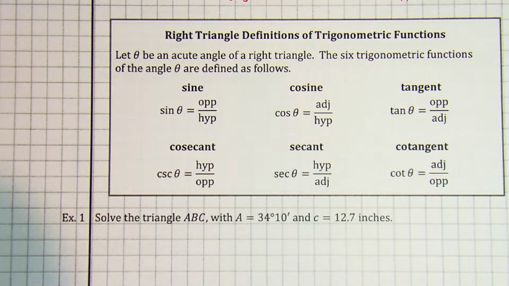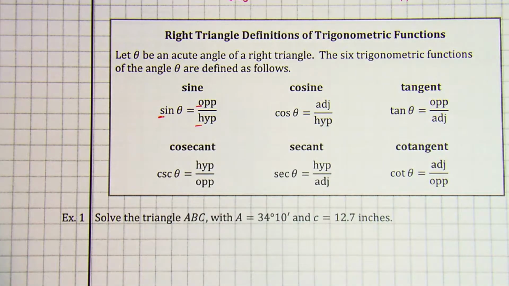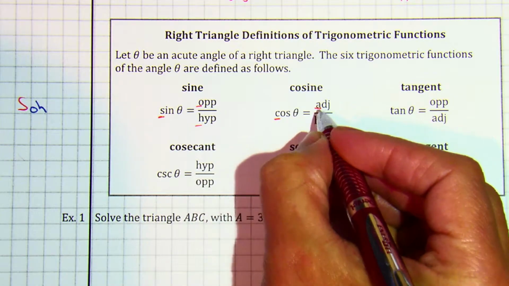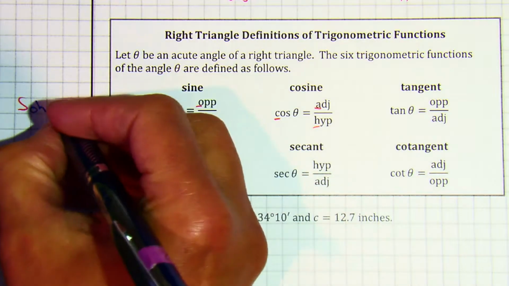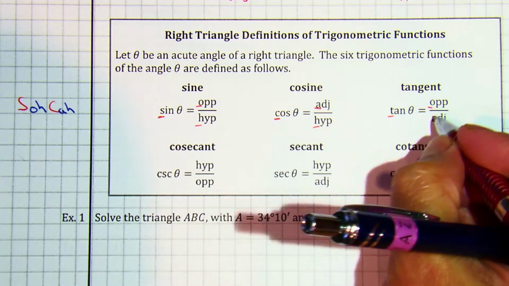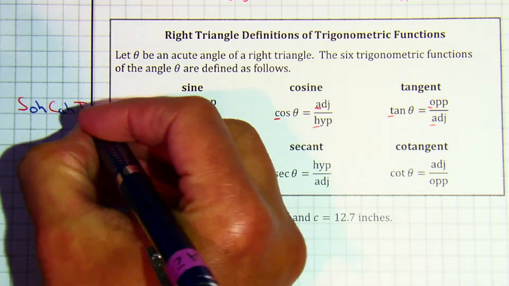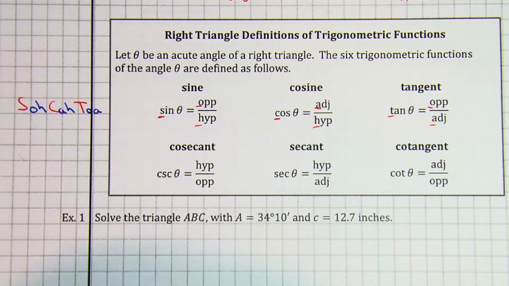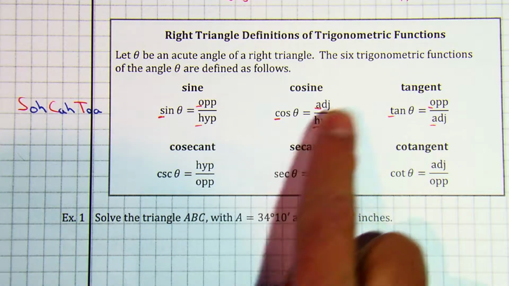And if you remember, you memorized it by SOH CAH TOA. So the sine is the opposite over hypotenuse. Cosine is adjacent over hypotenuse. And tangent is your opposite over your adjacent. And we know the reciprocal of sine is cosecant, the reciprocal of cosine is secant, and the reciprocal of tangent is cotangent.